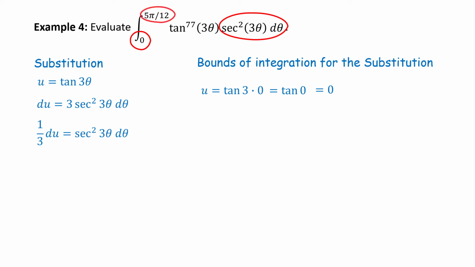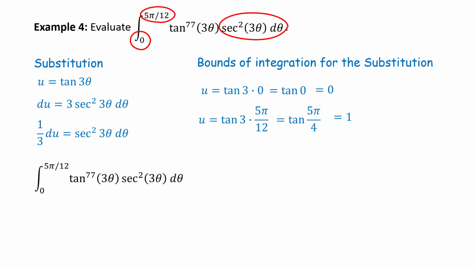Let's do this for the upper bound of 5 pi over 12. We want that in terms of u, so u would be equal to tangent of 3 times the upper bound, 5 pi over 12. 3 times 5 pi over 12 will give you 5 pi over 4. u is equal to the tangent of 5 pi over 4, and that is 1.